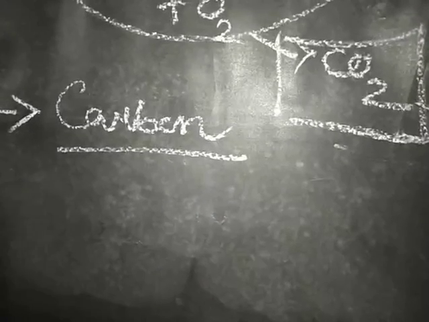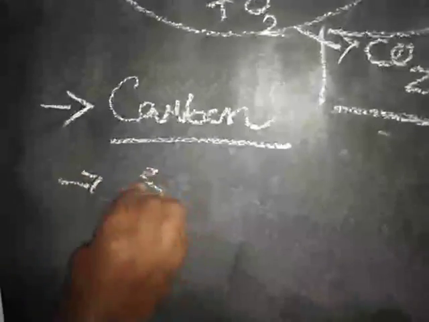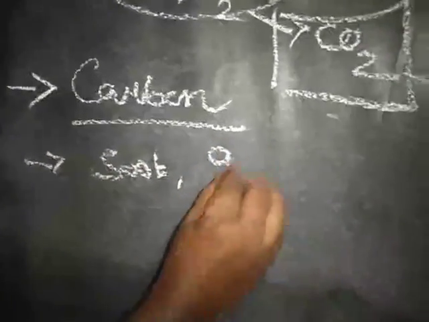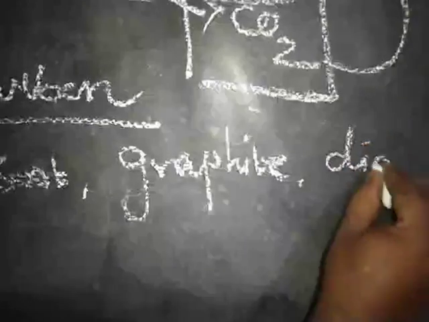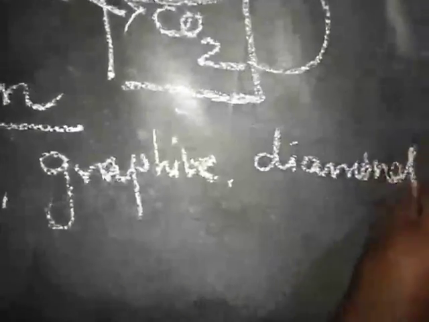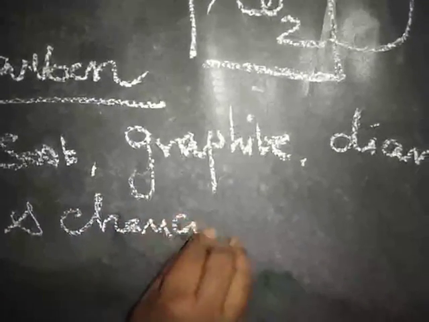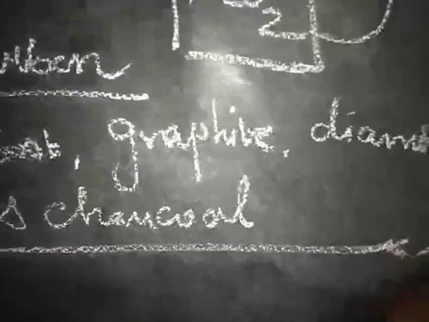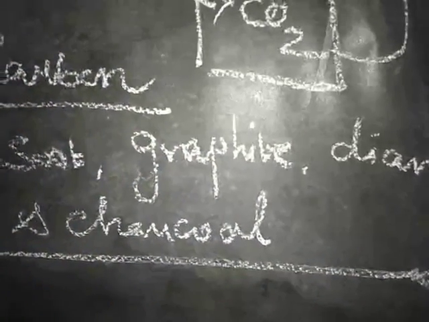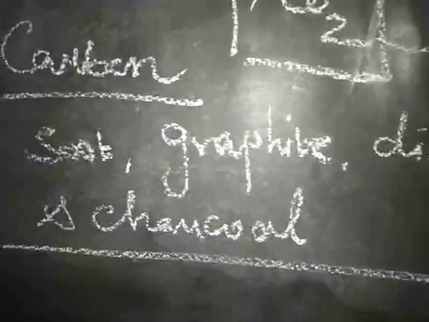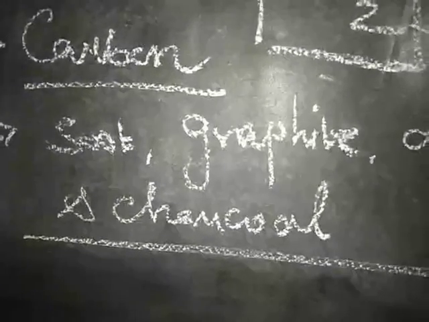So carbon is present in the following materials. What are the materials? Soot, graphite, diamond, and charcoal. So all these materials contain what? Which is the basic element present in these materials? Carbon. So in this way they found the discovery of carbon. The elaborated message is given in the textbook. Just you have to read the textbook.